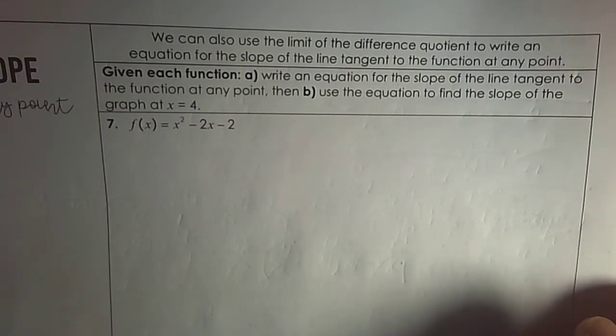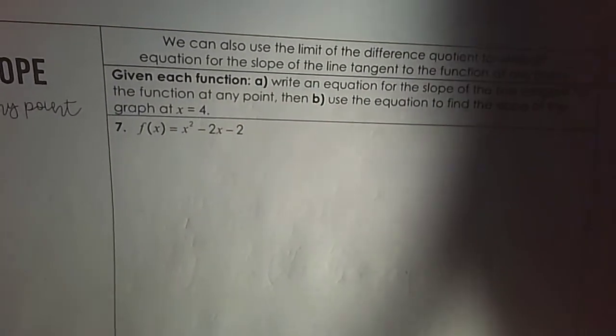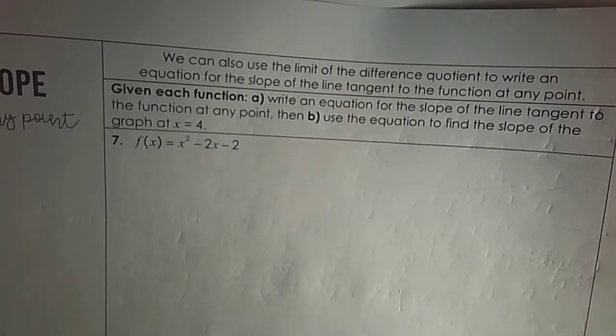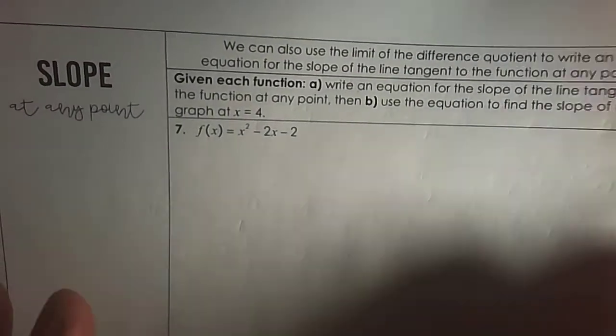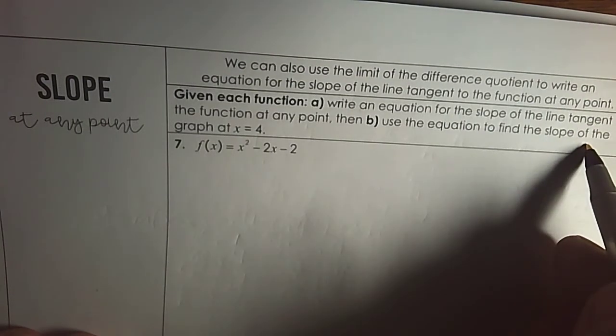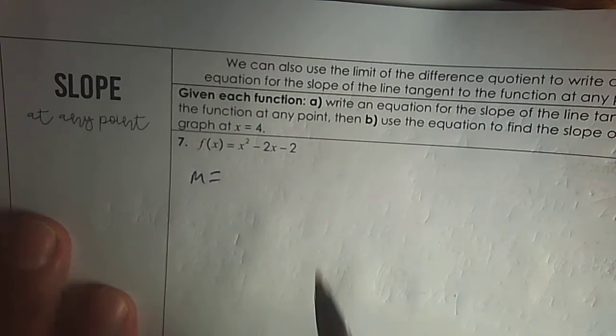All right, number 7. So write an equation for the slope of the tangent line to the function at any point. Then use the equation to find the slope of the graph at x equals 4. So we're not starting with a point here. So to do this one at any point, we don't have an x value yet. But they said use the equation to find the slope at x equals 4. But let's first find the slope with actually not having an x value to start with.